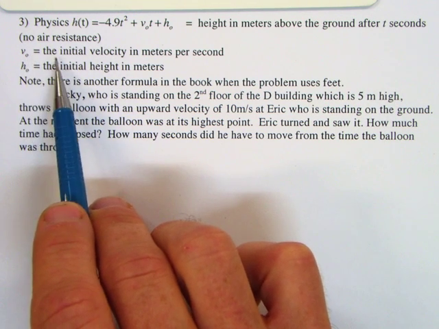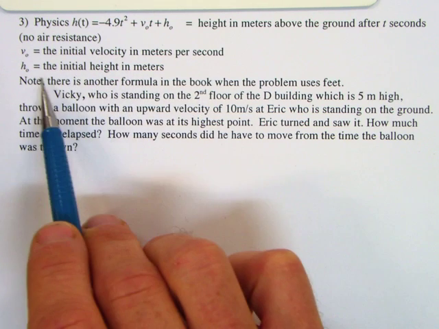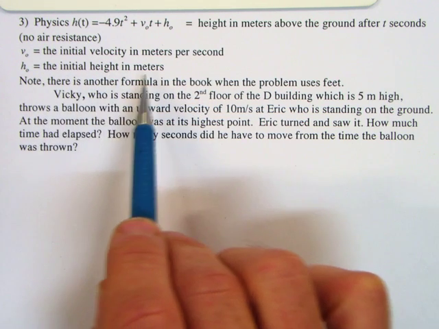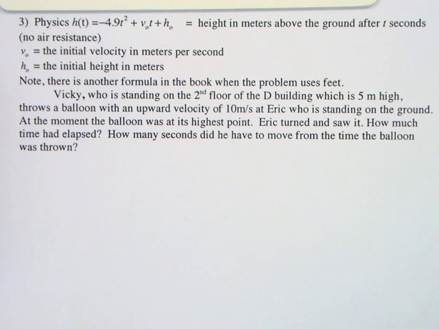v sub 0 is the initial velocity in meters per second. h sub 0 is the initial height in meters. Note there's another formula when the problem uses feet.